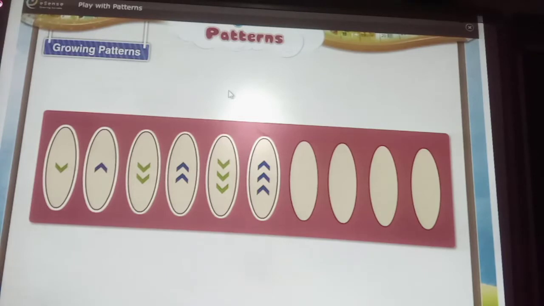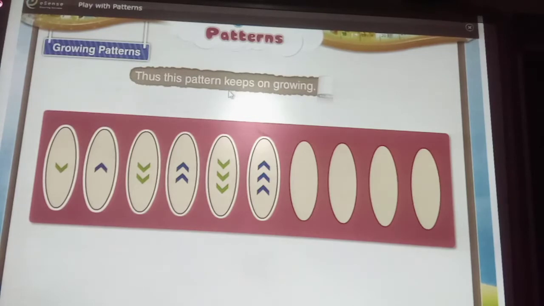In the pattern, the number of arrows are increasing. Thus, this pattern keeps on growing. It does not repeat. Thus, moving forward in the pattern, we will have 4 arrows pointing downward and 4 arrows pointing upward. Thereafter, 5 arrows pointing downward and 5 arrows pointing upward will follow.